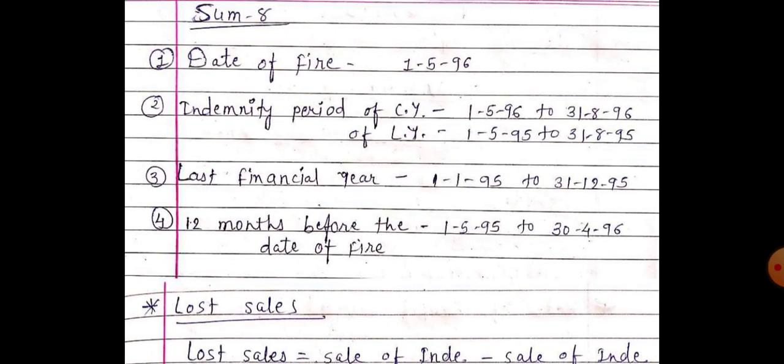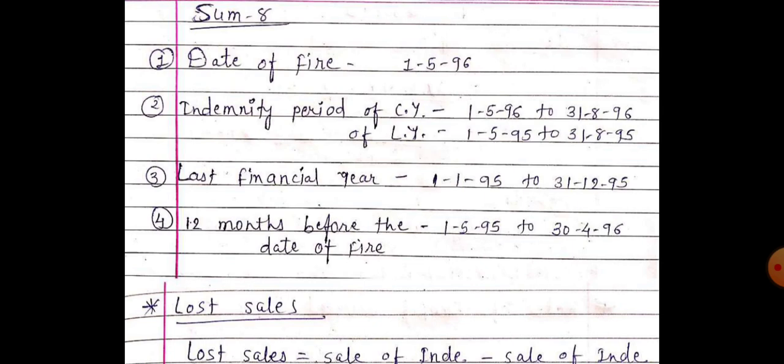First we write important dates. First date is date of fire, 1st May 96. Second one is indemnity period of current year as well as last year. Indemnity period of current year is from 1st May 96 to 31st August 96 because we are given an indemnity period of 4 months. So from May to August of last year, 1st May 95 to 31st August 95. Third, last financial year. Our year starts from January and ends on December. So 1st January 95 to 31st December 95.